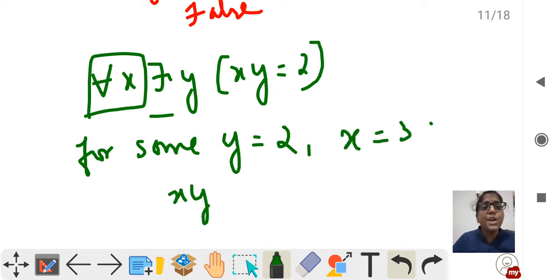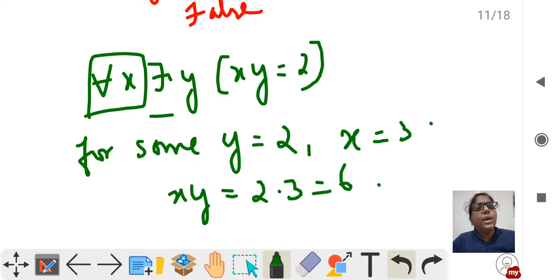You have to try to prove that it is a false statement. See in which cases it will become false, and then we have to try for a true one. So xy is equal to 2 into 3, it is 6. So it becomes a false statement. So for all x, it is not a true statement.